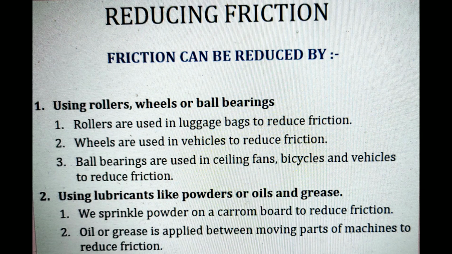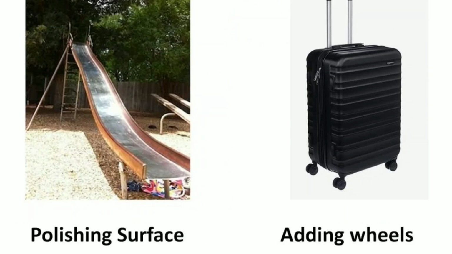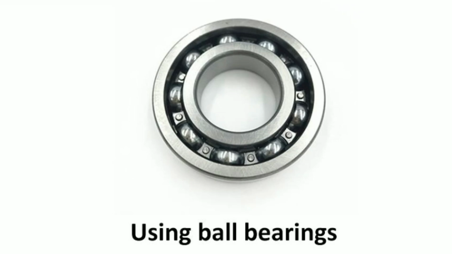Another way to reduce friction is by using lubricants like fine powder, oil, or grease. For example, we sprinkle fine powder on a carom board to reduce friction while playing. Oil or grease is applied between moving parts of machines to reduce friction. So here it is shown lubricants being applied and adding wheels and using ball bearings or polishing the surface. How does it help in reducing friction?